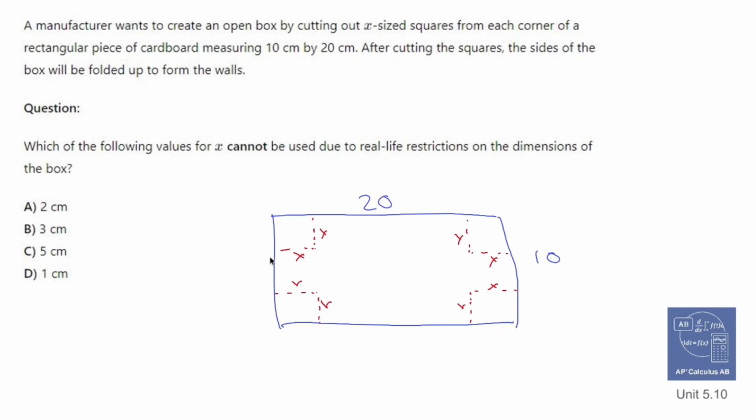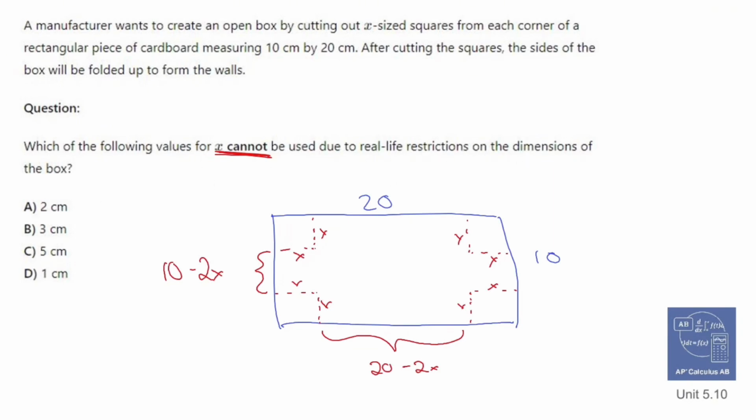Now, what that does is the new length of these sides is going to be 10 minus 2x, and this length is going to be 20 minus 2x. So common sense would tell us that I couldn't say, let's cut out 7-sized x's. That doesn't make sense because if you choose 7, then you would get 2 times 7, which is 14, and 10 minus 14 means you're going to have a rectangle length of -4. That doesn't make sense. So one of these will not work, and that's the problem. After cutting these squares, the sides are folded up to form the walls. Which of the following values cannot be used due to real-life restrictions of the dimensions of the box?